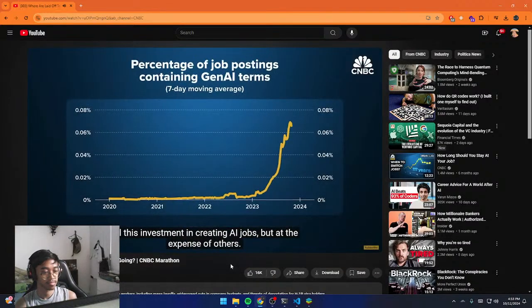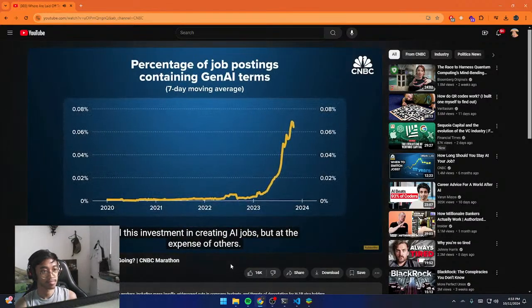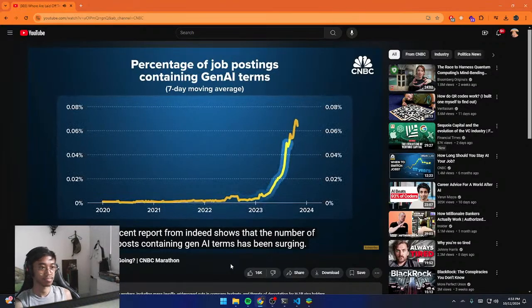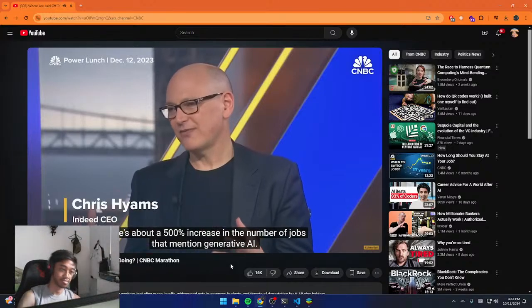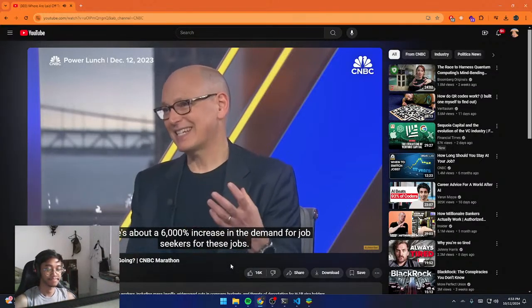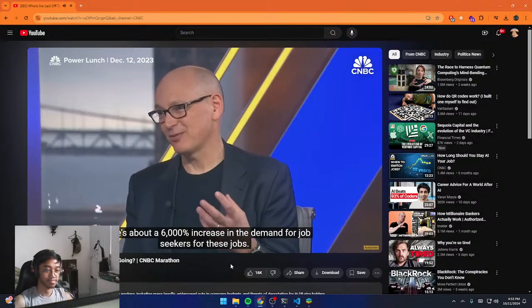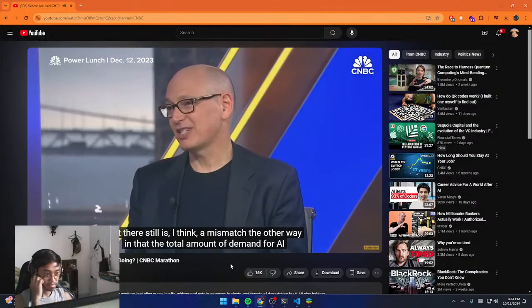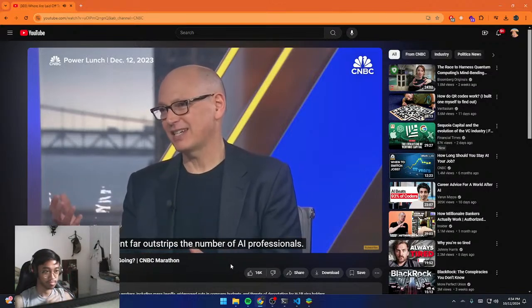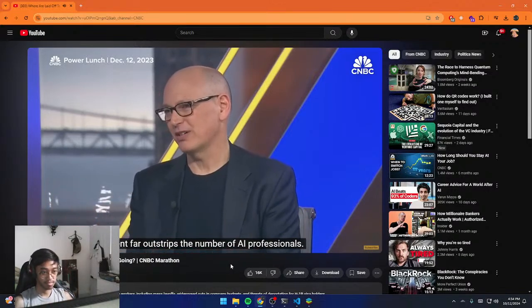All this investment in creating AI jobs, but at the expense of others. The recent report from Indeed shows that the number of job posts containing Gen AI terms has been surging. There's about a 500% increase in the number of jobs that mention generative AI. There's about a 6,000% increase in the demand for job seekers for these jobs. But there still is, I think, a mismatch the other way, in that the total amount of demand for AI talent far outstrips the number of AI professionals.